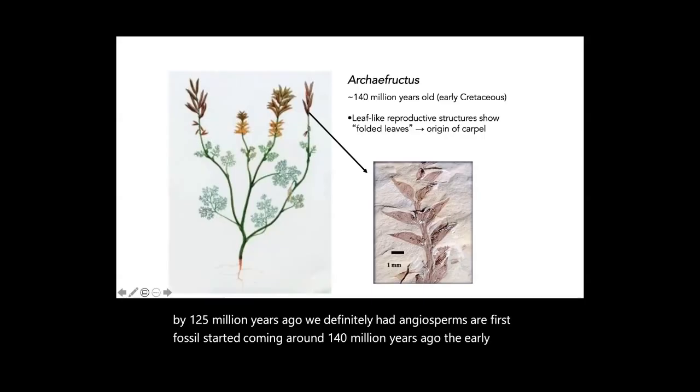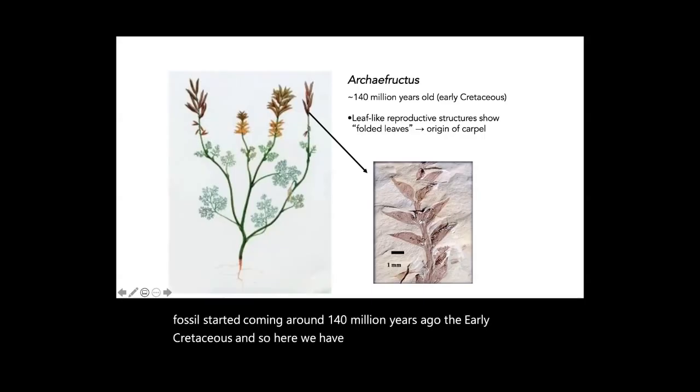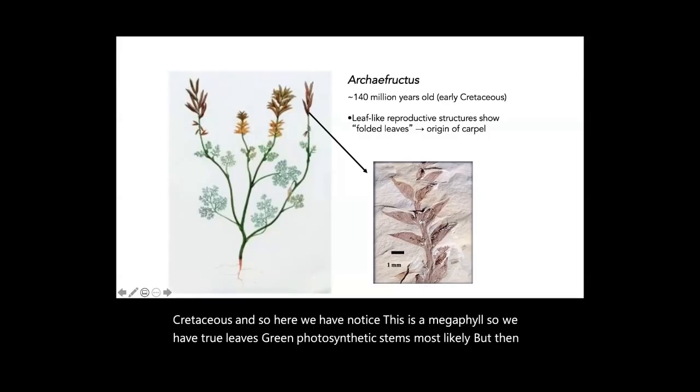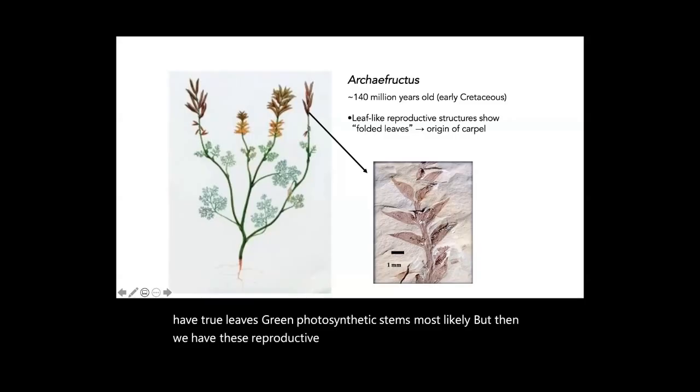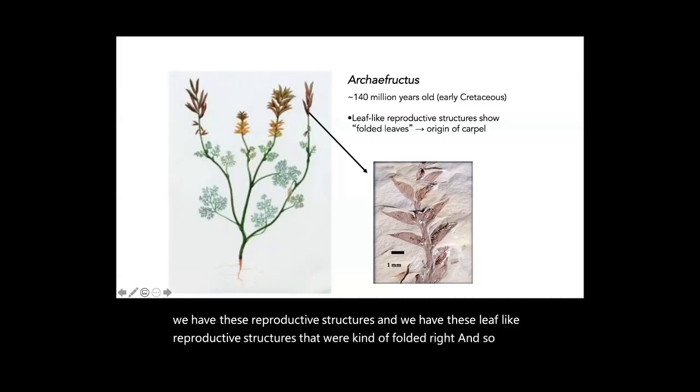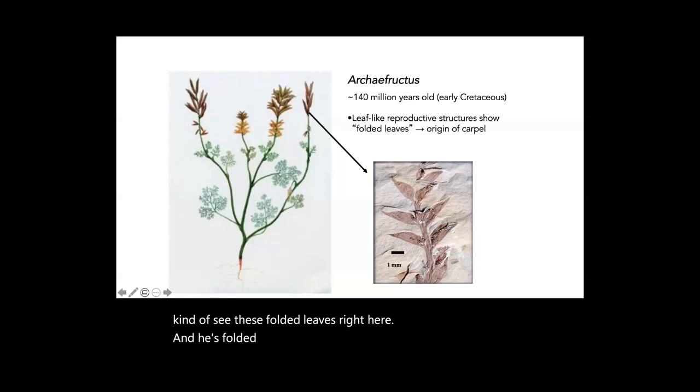And so here we have, you notice this is a megaphyll. So we have true leaves, okay, green photosynthetic stems most likely. But then we have these reproductive structures. And we have these leaf-like reproductive structures that were kind of folded, right? And so you kind of see these folded leaves right here. And these folded leaves actually contained on the inside the ovule.